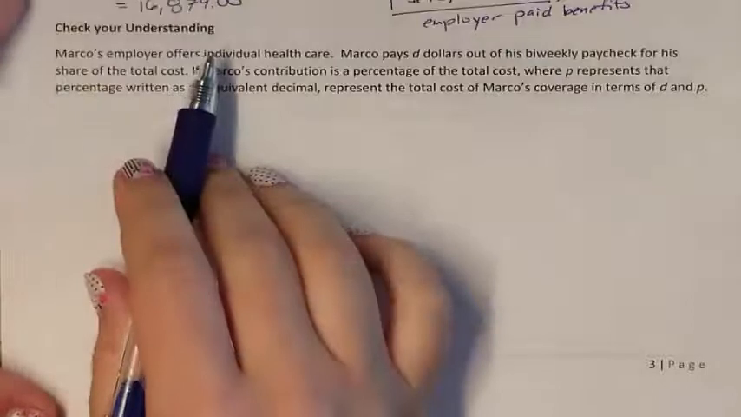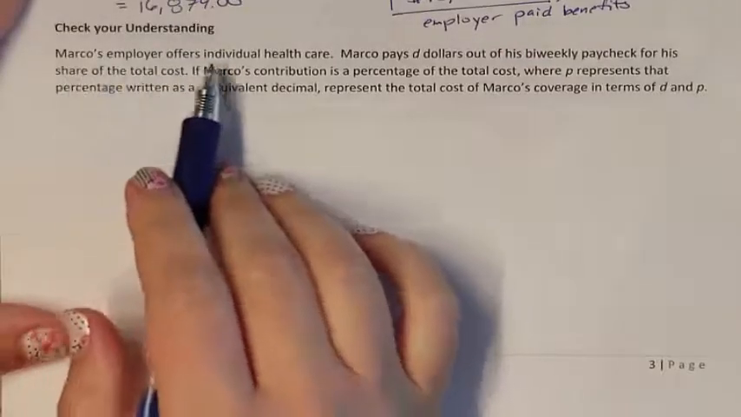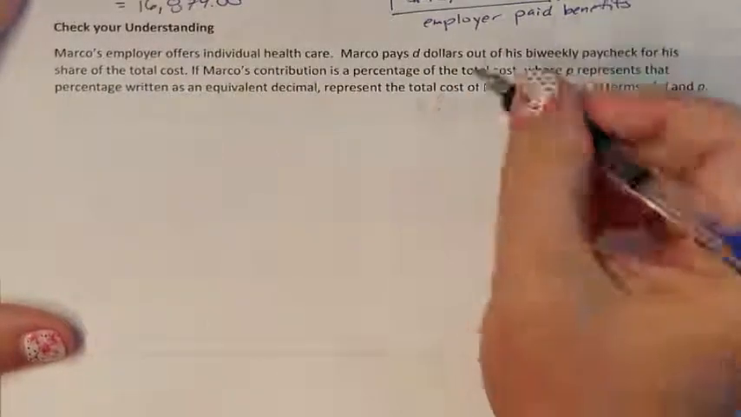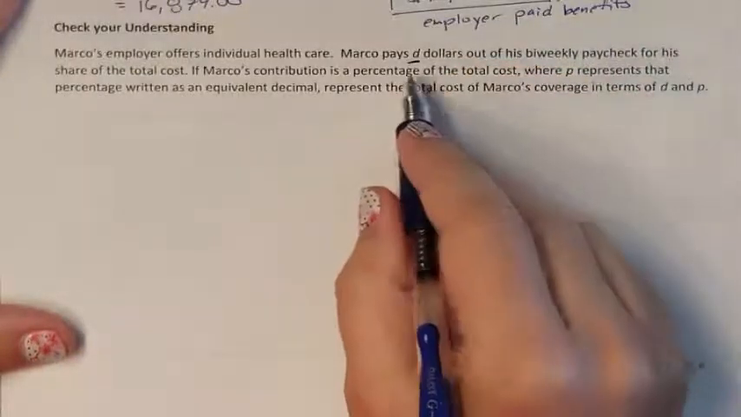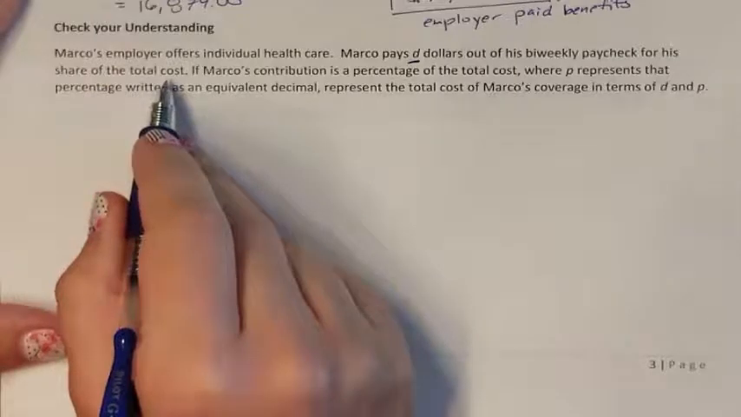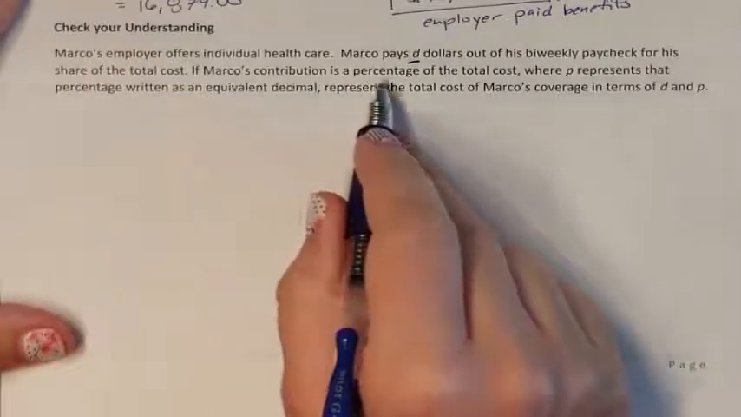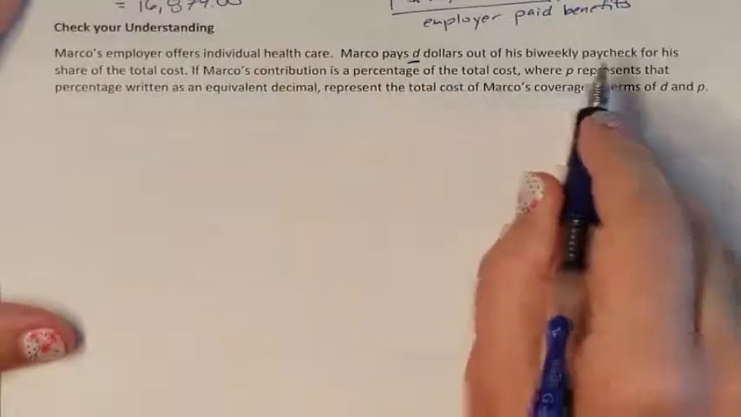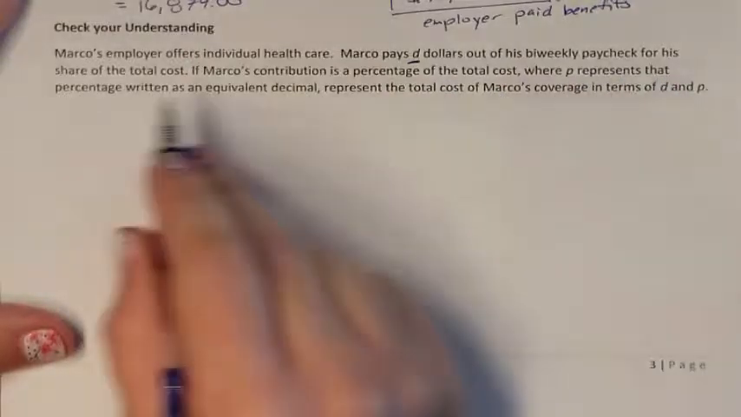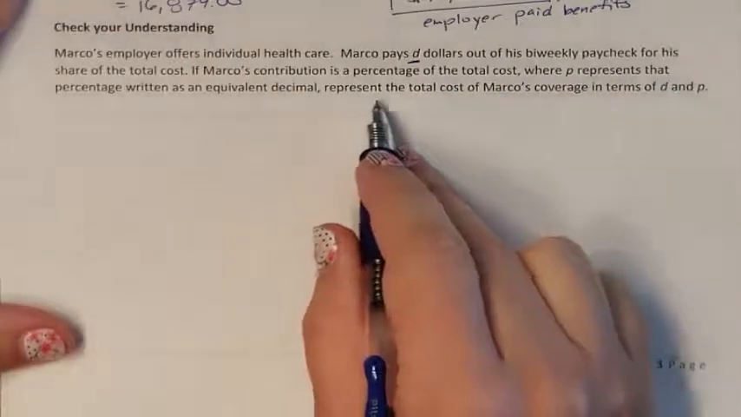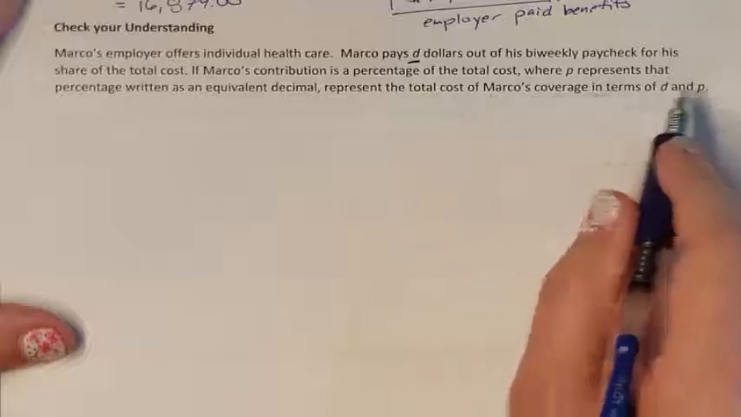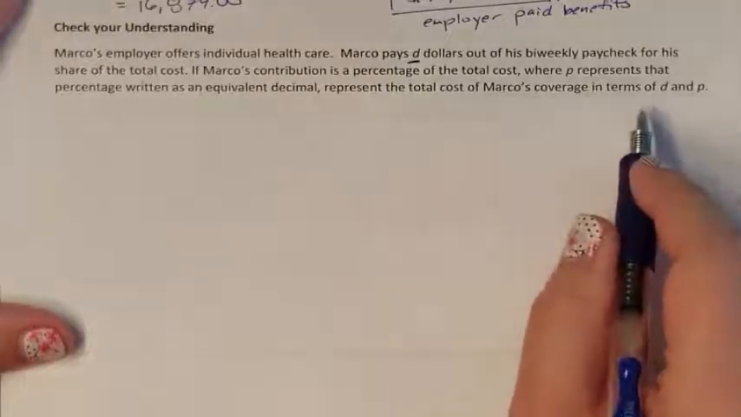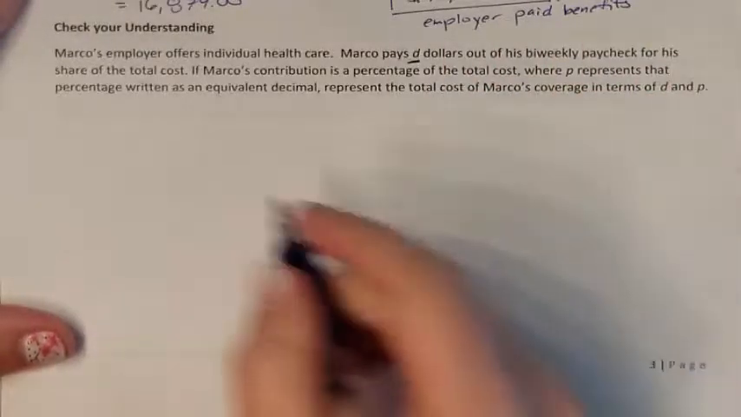Now let's check your understanding. Marco's employer offers individual health care. Marco will pay D dollars out of his own biweekly paycheck to cover his share of the total cost. If Marco's contribution is a percent of the total cost, where P is going to represent that percentage, represent the total cost of Marco's coverage in terms of D and P. So we want to know, what is his total insurance?